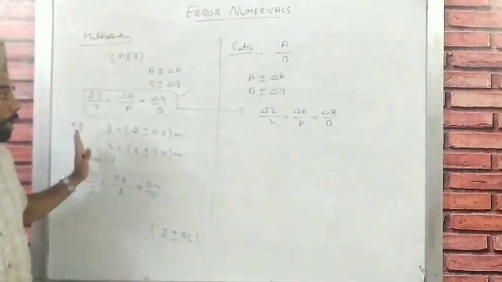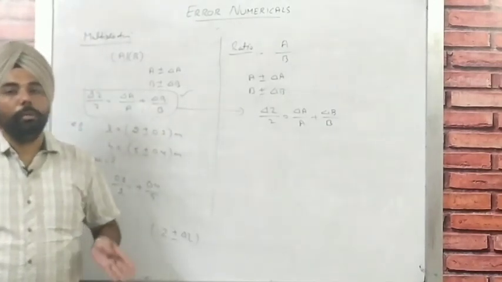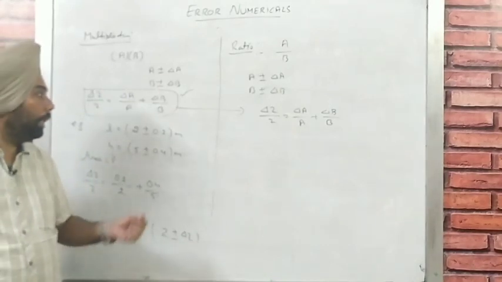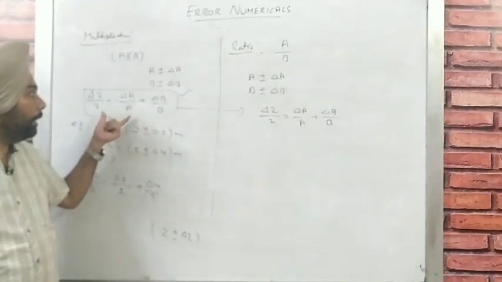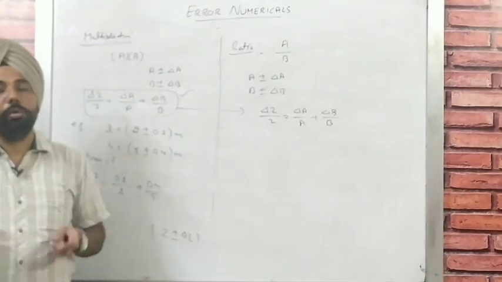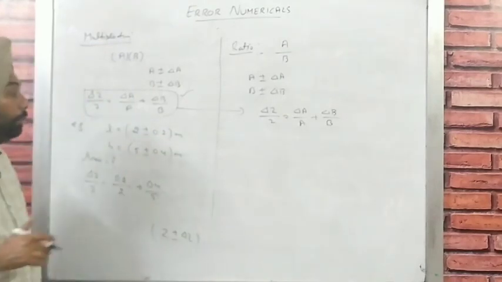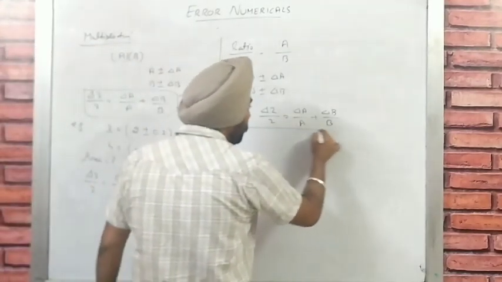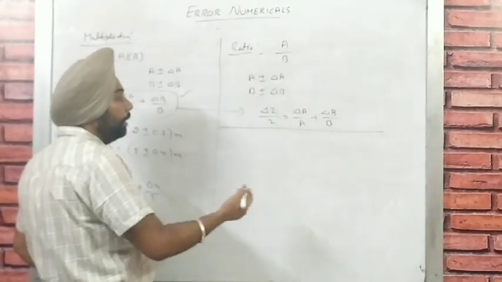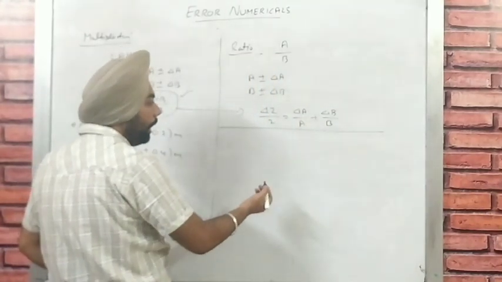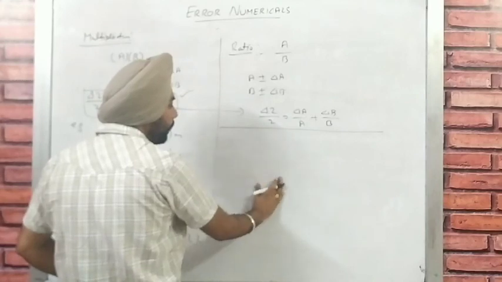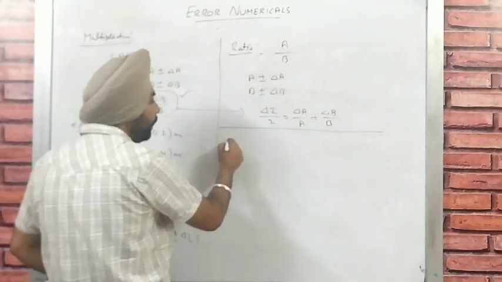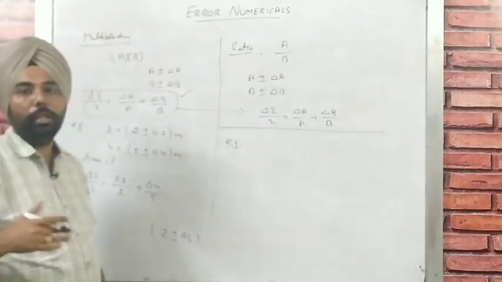So the formula and the answer is always going to be same if a is multiplied by b or a is divided by b by the relative error method. So that's how you can solve that. And the last rule is for the powers. If any value is given, let's say, we are going to take a numerical first, so that will be easy for you.